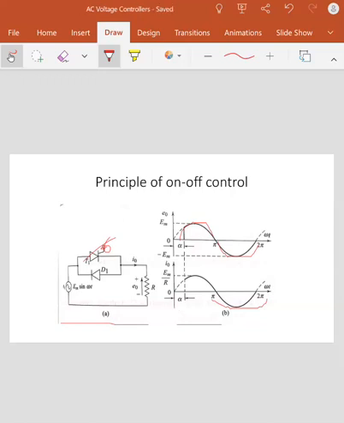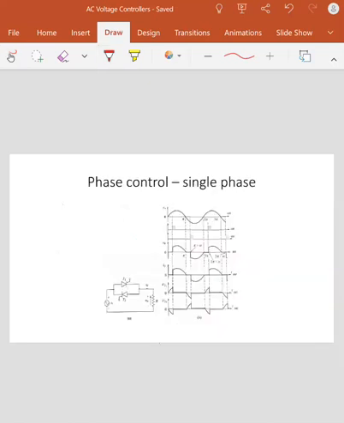Okay? What are we doing here? We are giving AC as an input, and if it were a transformer, we would step up or step down the voltage. But here we are not going to do that. The wave shape is going to be the same, but we are going to remove some part of the wave shape, like we did over here. In this way, we are going to control the phase of any circuit. So let us understand how we can do that in a single phase circuit.